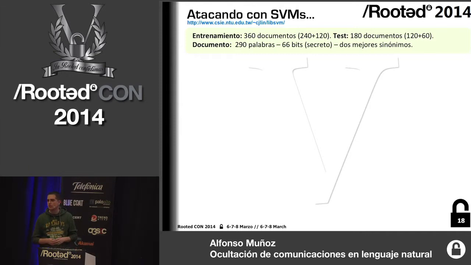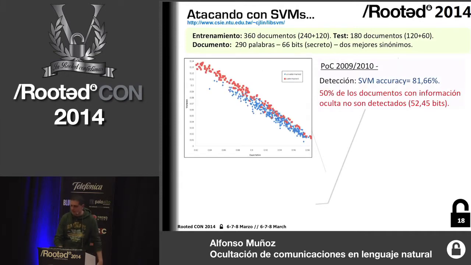Right from there, I decided to measure if information could be detected. So, same as the Chinese did, I used SVM algorithms to do some training and to test it. These are the results that I got in 2009.